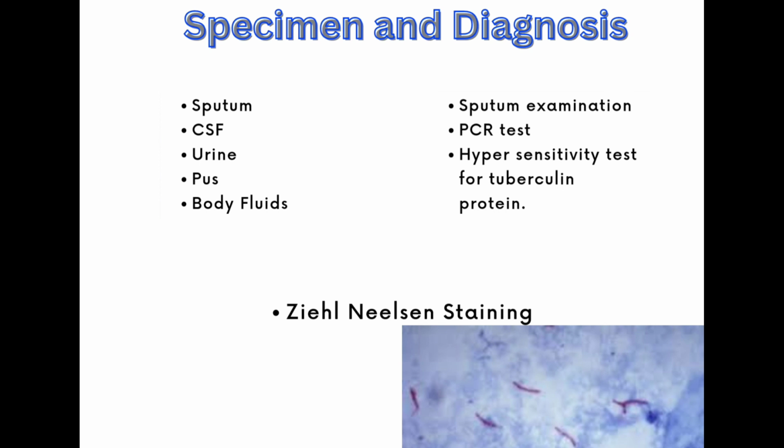And if you see the laboratory diagnosis, one is the tuberculin hypersensitivity test, and the second is the routine sputum examination, and the PCR test, and demonstration of hypersensitivity to tuberculin protein, as I told you. So these are the things: how we have to identify, what tests we have to do and what specimen we have to take. So this is all about tuberculosis.